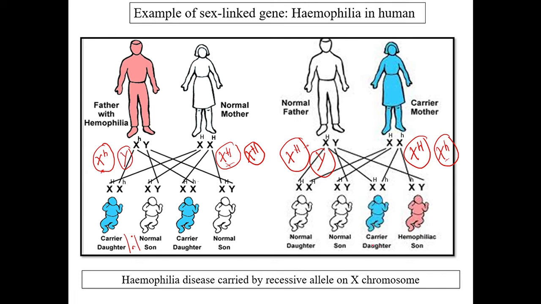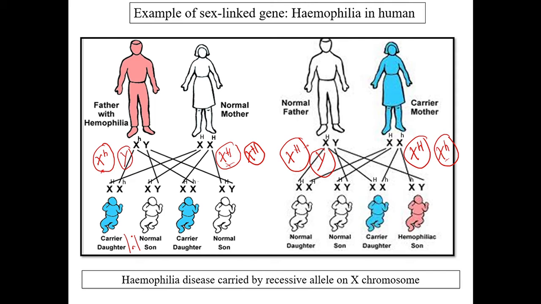Now we want to look at the last possible combination between this gamete and this one. Since the Y chromosome doesn't carry any of that gene, there is only the X, and the X receives the recessive gene, so this will become the hemophiliac son. Okay, so this son will have hemophilia.